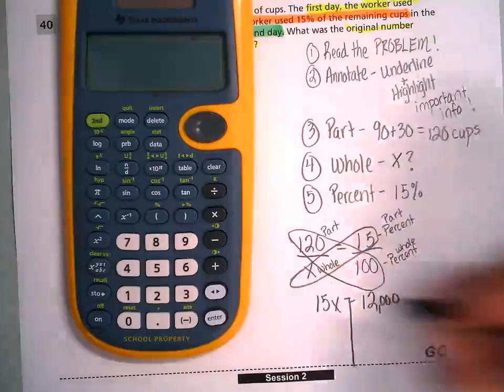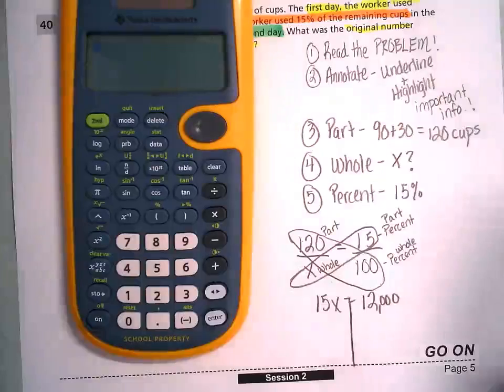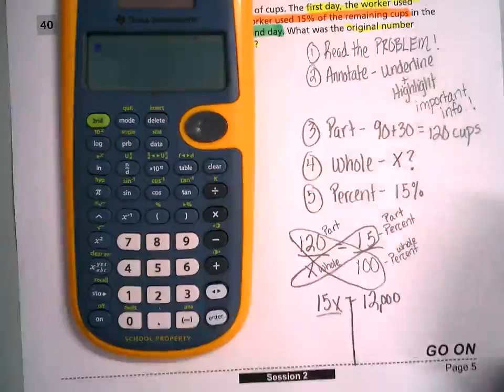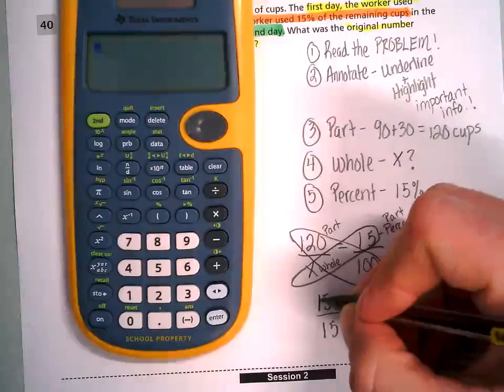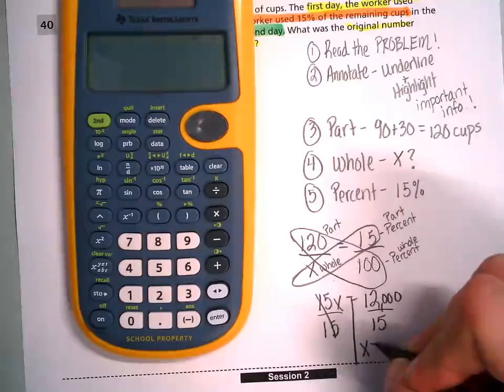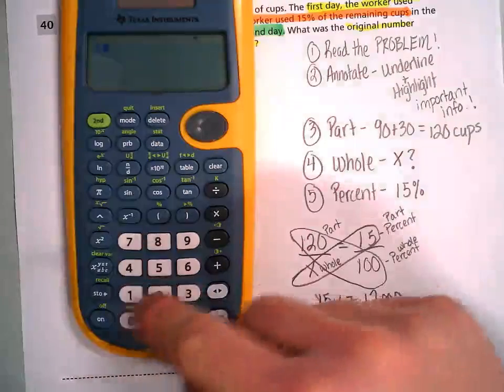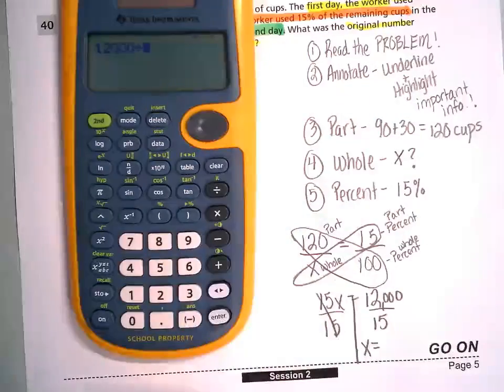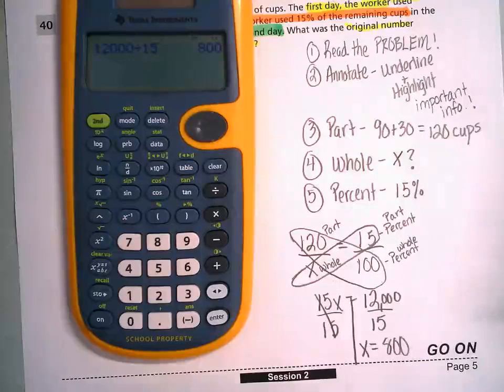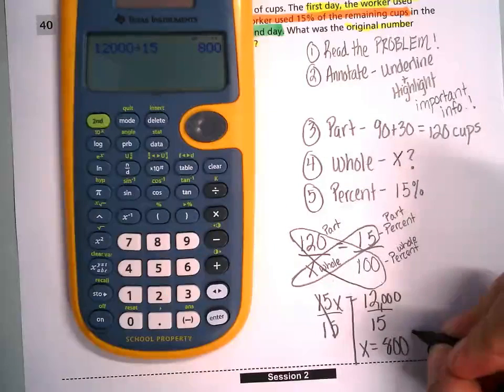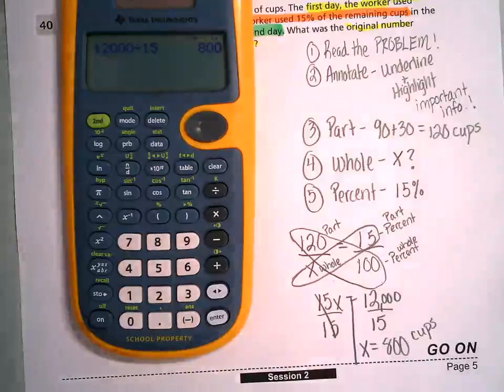I put my center line down. I know that I have multiplication here. So the opposite of multiplication, you said it correctly, is division. So we got to divide both sides by 15. When we divide both sides by 15, the 15s cancel out. My x is alone. And now we're going to take 12,000 and divide it by 15. And we get 800. 800 what, though? That'll give us the final answer. It'll be 800 cups. So that's how many cups they started with before they opened the box, 800 cups.